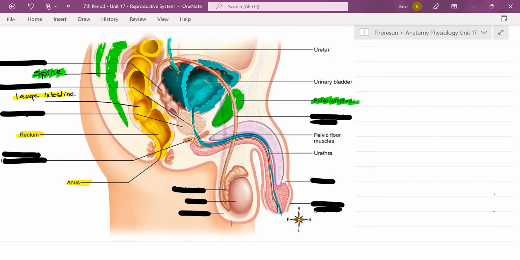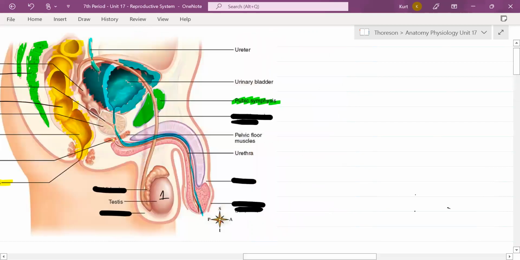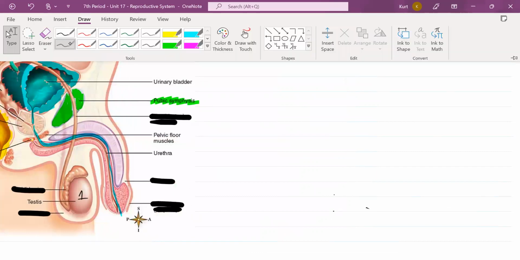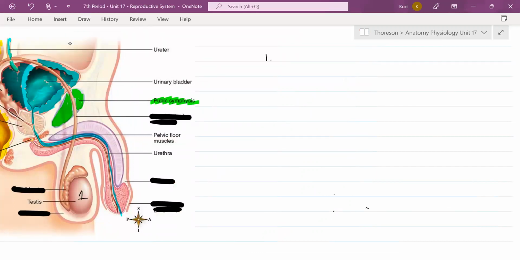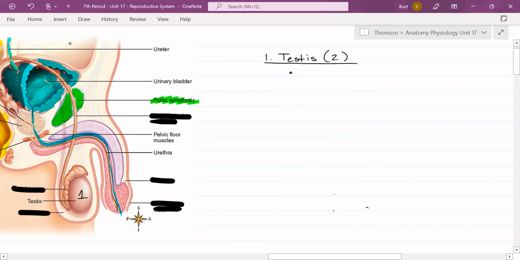Can you tell me where sperm is made in all these structures? Do you know? The testes. We're going to start there. This will be structure number 1. Those are the testes. I'm going to tell you a little bit about them. There are 2 of them. The testes are the site of sperm production.